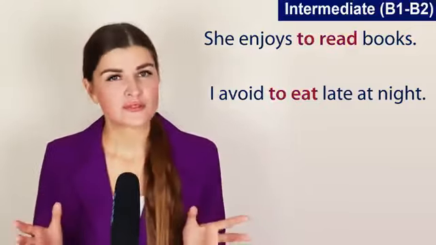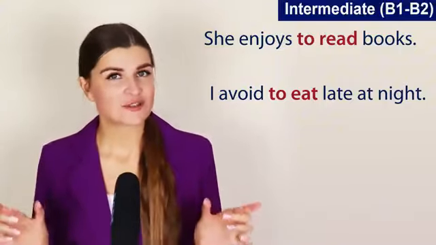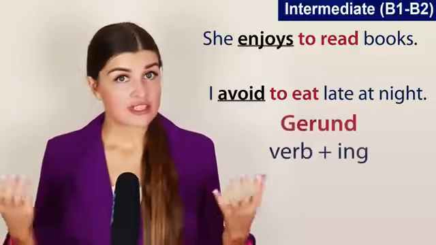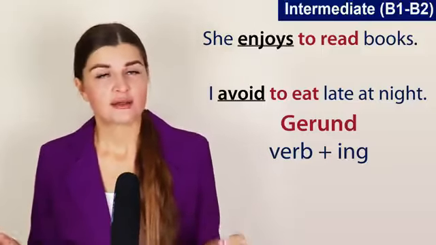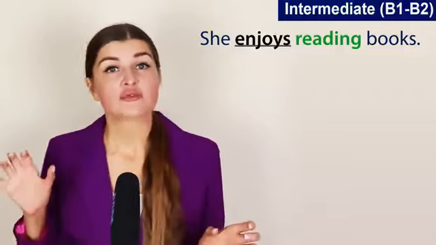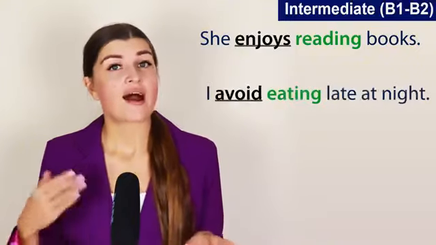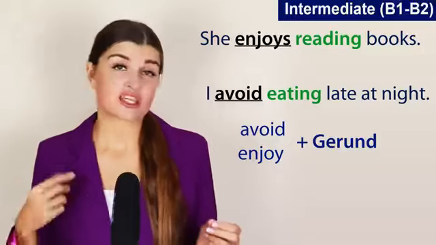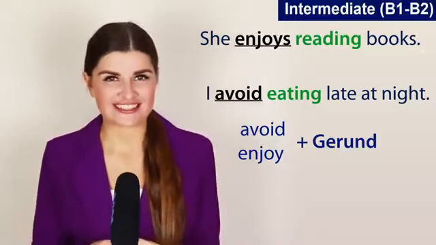Let's look at the verbs here, enjoy and avoid. After these 2 verbs, we always use a gerund. What is a gerund? It is a verb plus ing. So the correct sentence is she enjoys reading books. And the next sentence is I avoid eating late at night. After the verbs enjoy and avoid, we always use a gerund.